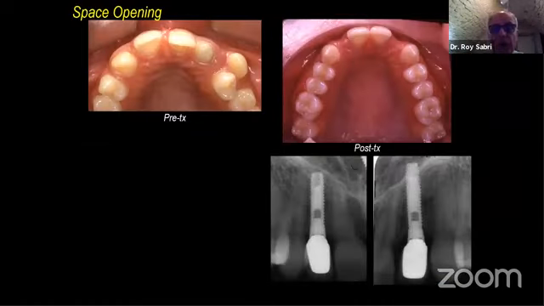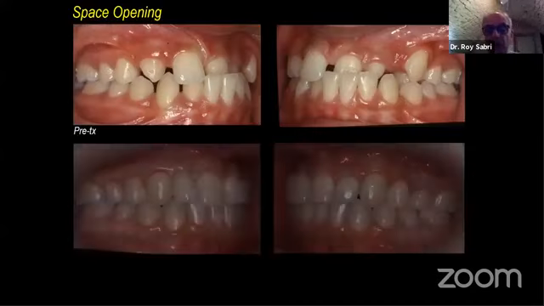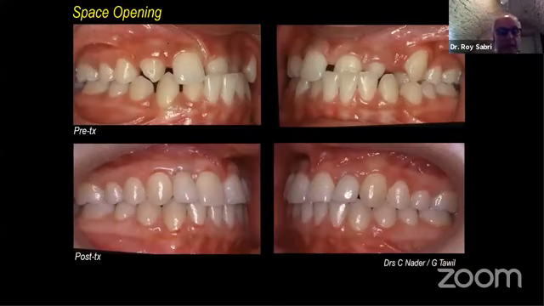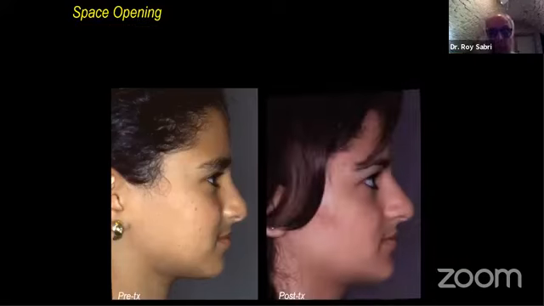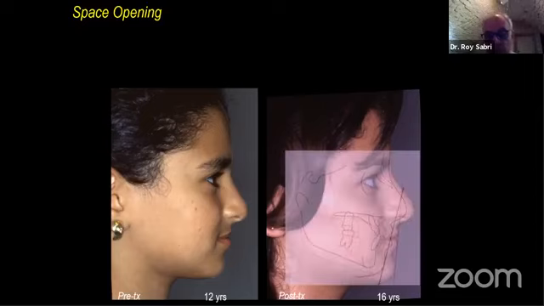So back to our case, here are our spaces, equal space on both sides, at the crown level and at the root level, root parallelism. And this is the post-treatment. And here's the patient profile. You see that she grew her nose and she grew some chin. Like you can see it on superposition. There was a lot of growth, but her lips now are on the line.